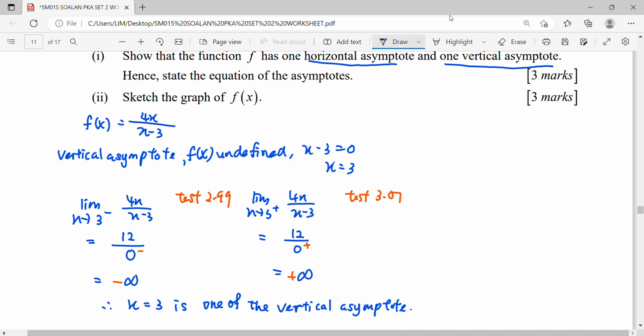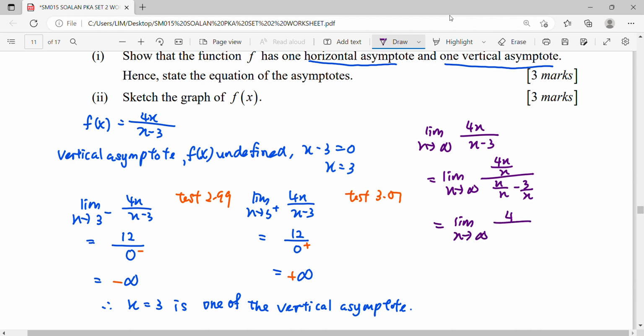Then we proceed to the horizontal asymptote. We're going to calculate the limit where x approaches positive infinity for this function. When we put in infinity, we will notice that this is indeterminate. So you're going to divide by the highest x here, divide by x. Once again, we substitute our infinity, it will be 4 over 1 minus 0, so it will be equal to 4.